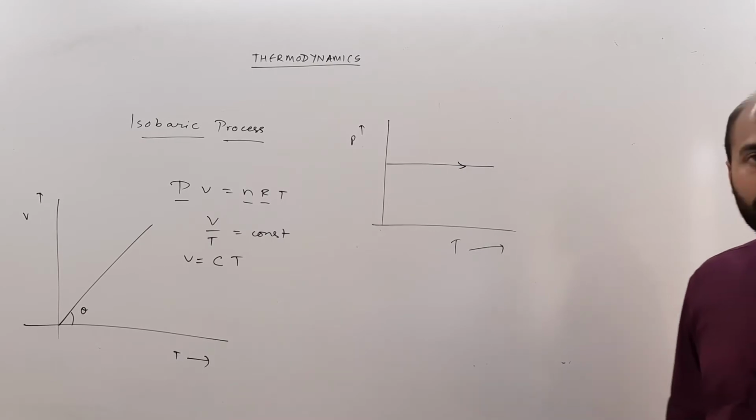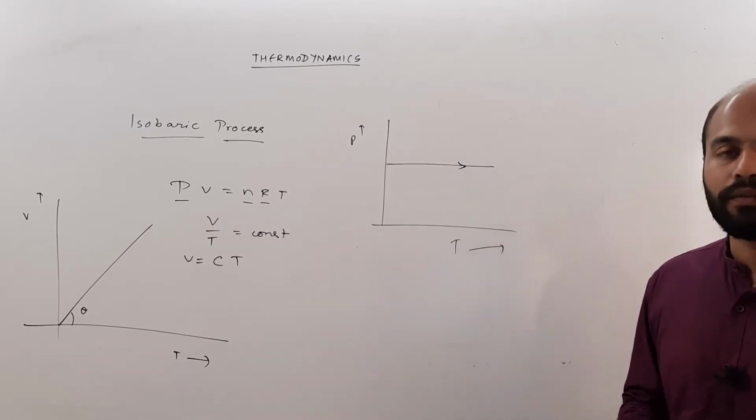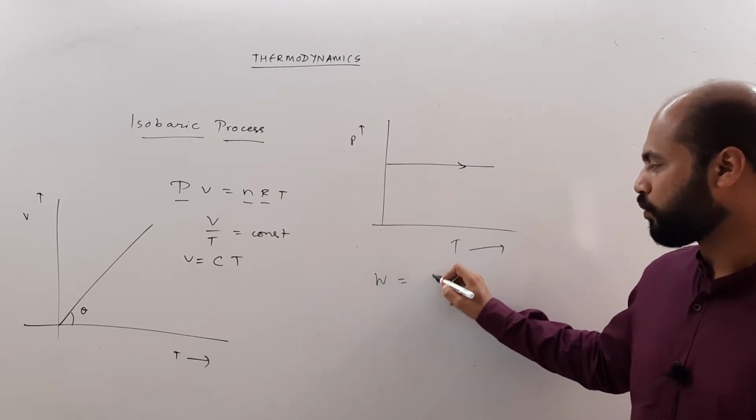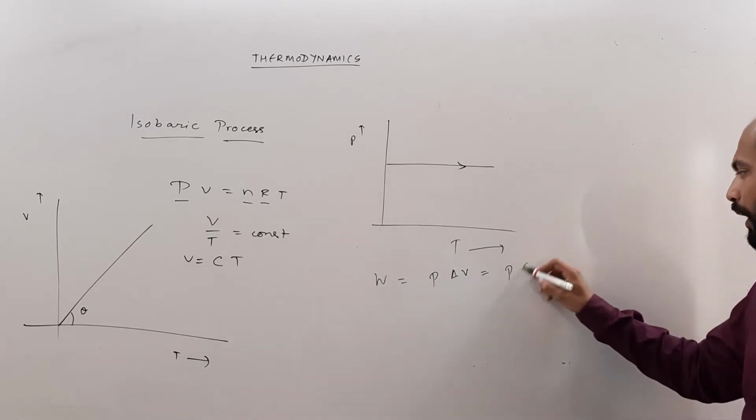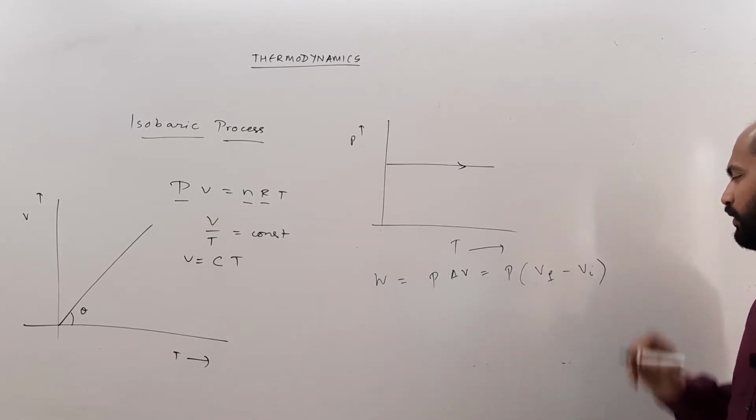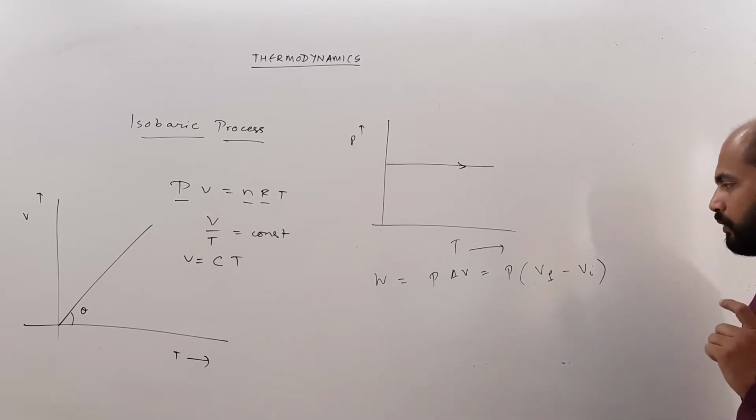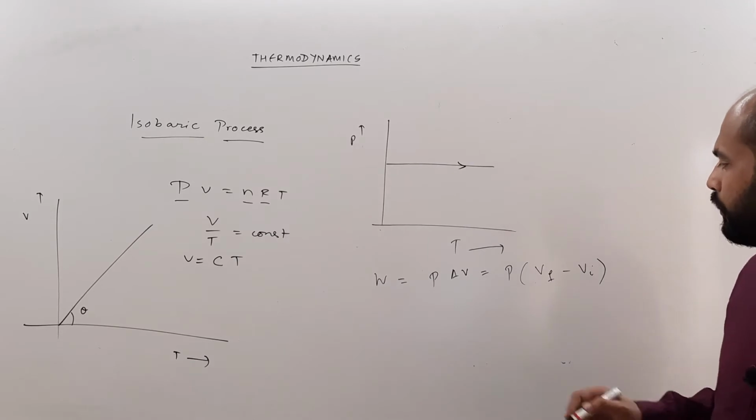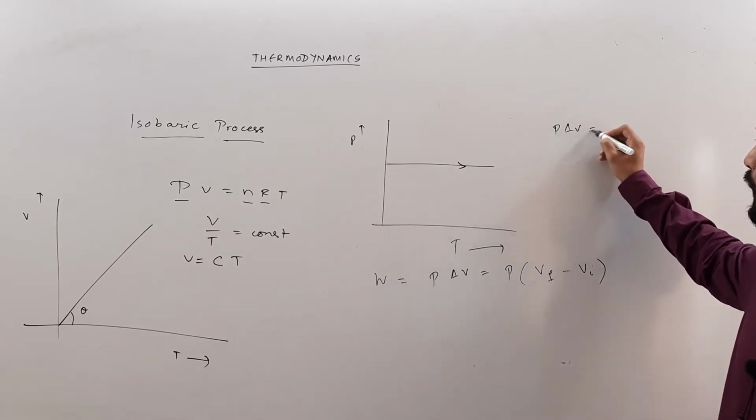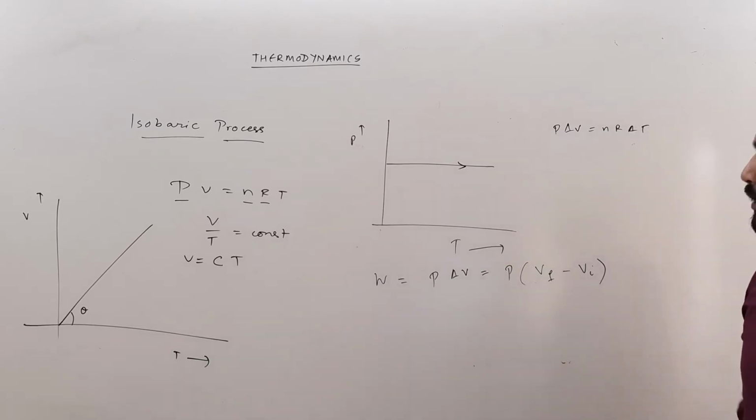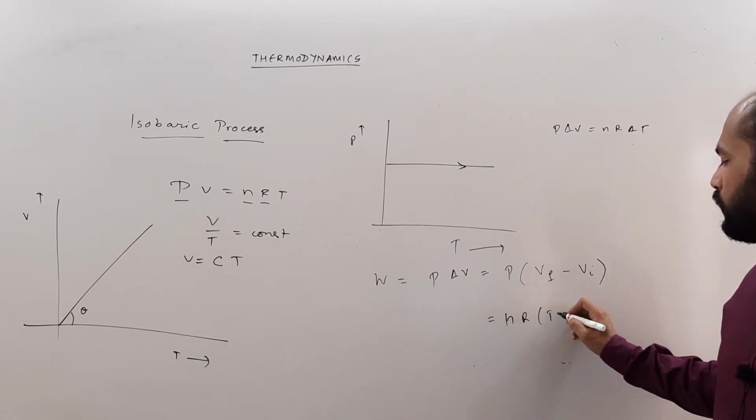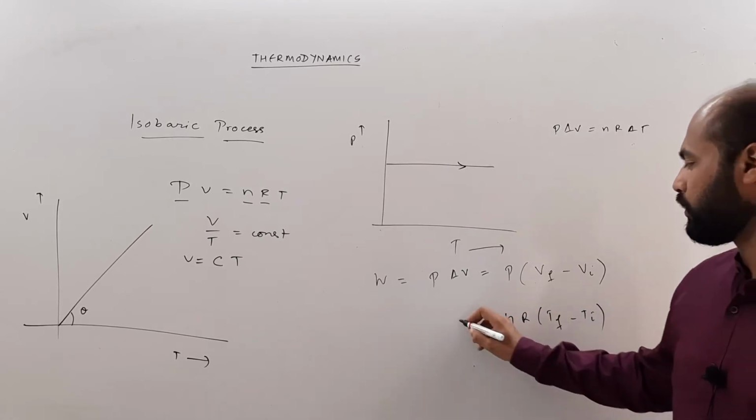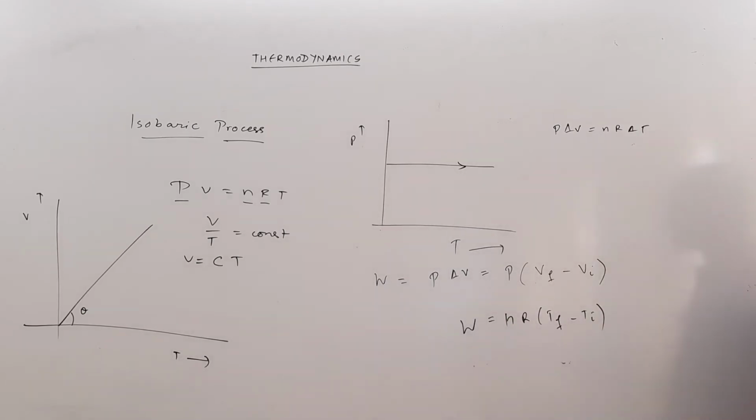The next expression that we are going to learn with respect to this process is that of the work done. Work done in an isobaric process is given as P delta V, which is the pressure, which is constant, times the change in volume, V final minus V initial. This gives us the work done. We also know that this P delta V we can write as nR delta T. So the other expression would be nR times T final minus T initial. This would be the other expression used for calculating the work done in this process.